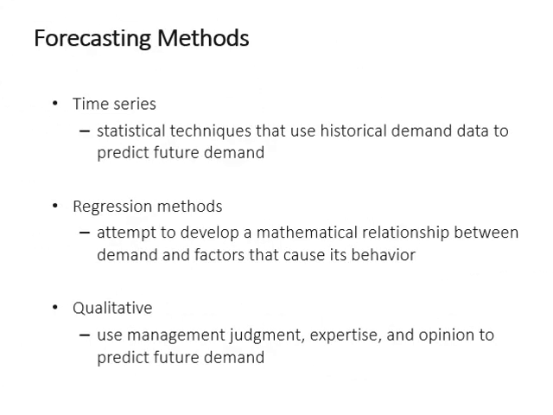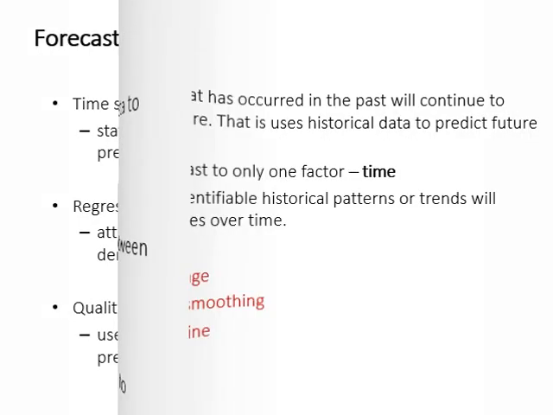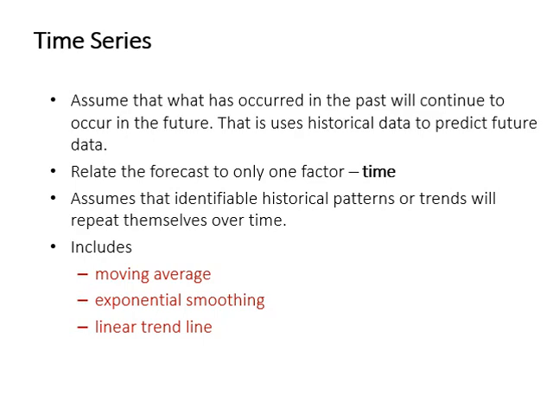Forecasting methods. Number 1, time series: a statistical technique that uses historical demand data to predict future demand. Number 2, regression methods: they attempt to develop a mathematical relationship between demand and the factors that cause its behavior. Number 3, qualitative methods: basically using management judgment, expertise, and opinions to predict future demand. In this tutorial video, we will only consider time series for analysis.